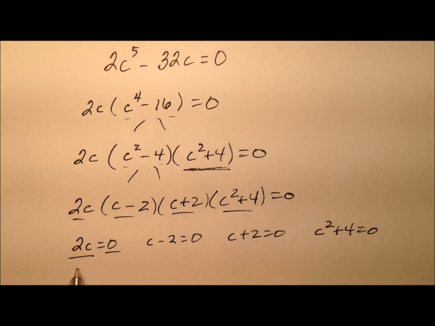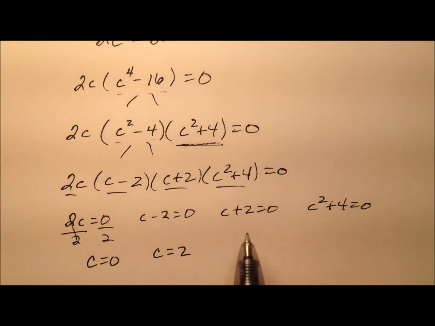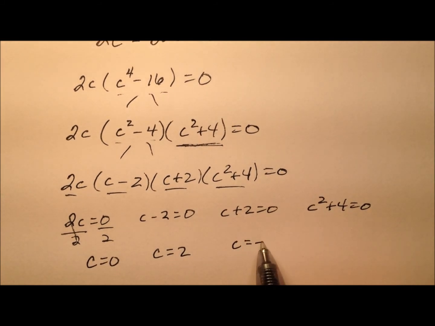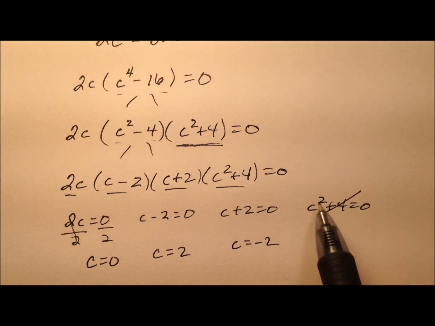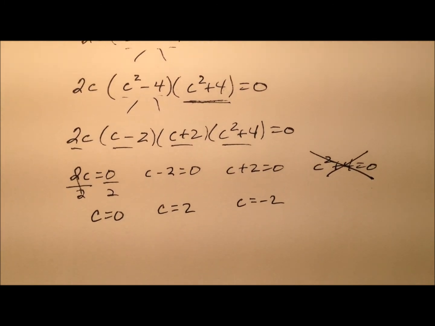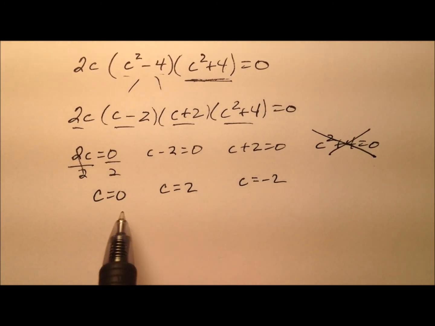Well, here, if we divide both sides by 2, c equals 0. Here, if we add 2 to both sides, c equals 2. Here, if we subtract 2 from both sides, c equals negative 2. And as we stated before, this is going to end up with complex roots, so I'm going to kind of ignore that for now, because again, that's beyond the scope of what we're trying to do here.